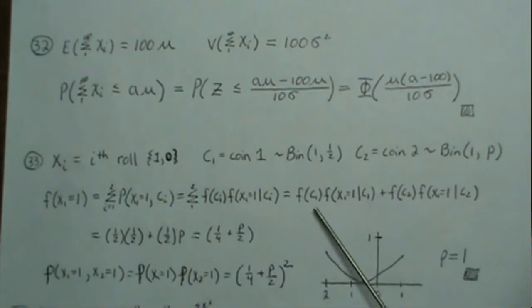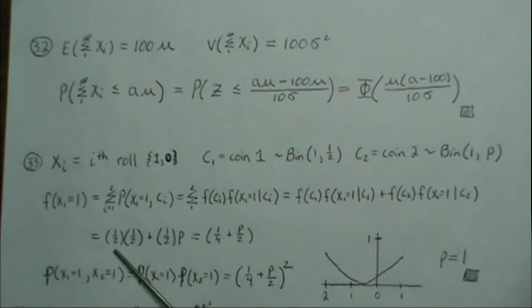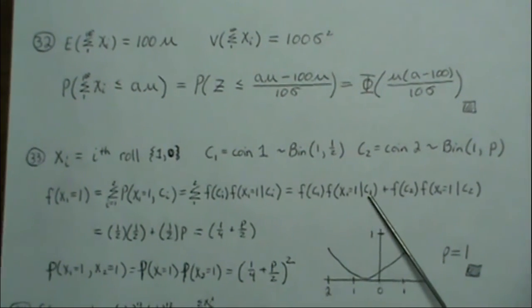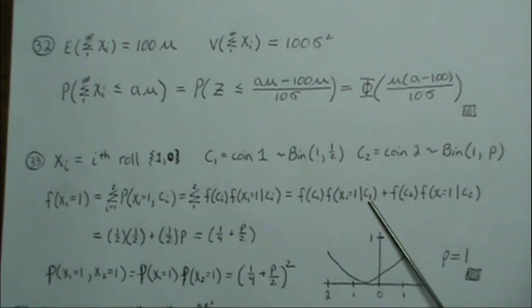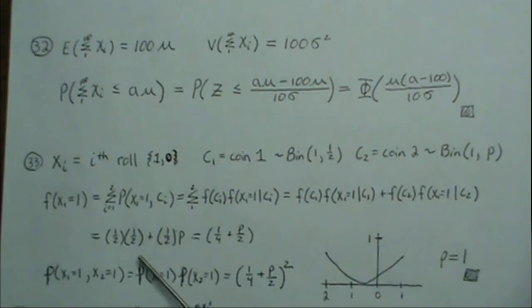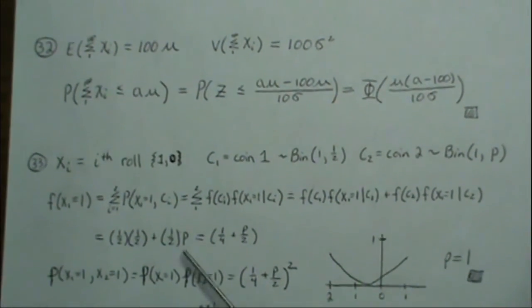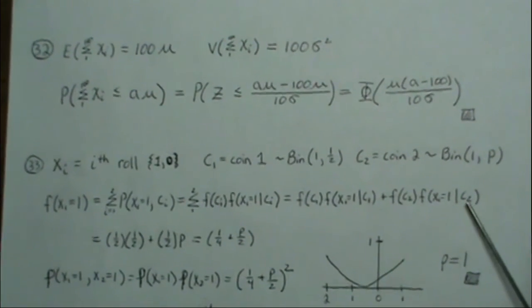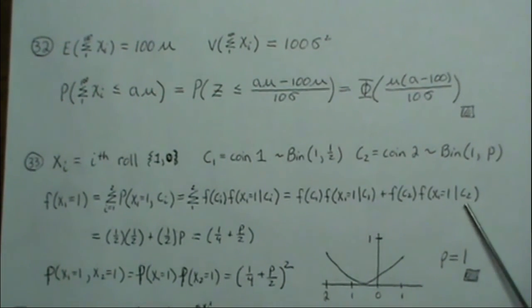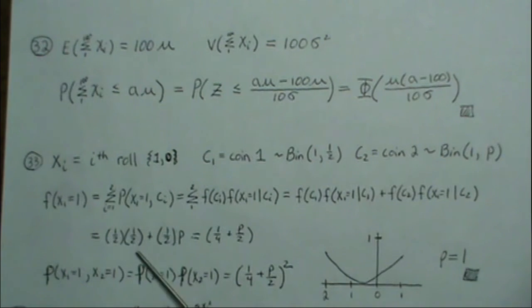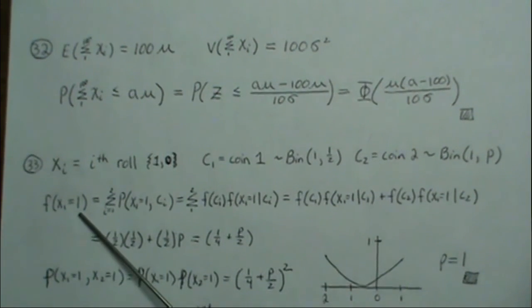And now the probability that we grab coin 1 is 1/2. And if we know we selected coin 1, the probability of a head is 1/2. And then the probability we grabbed coin 2 is 1/2. The probability of a head, given that we're using coin 2, is just p. And then this can be simplified a little bit to this. Okay, so that's one flip.